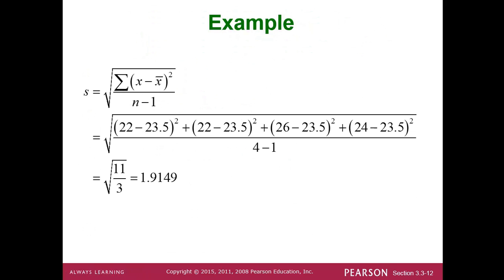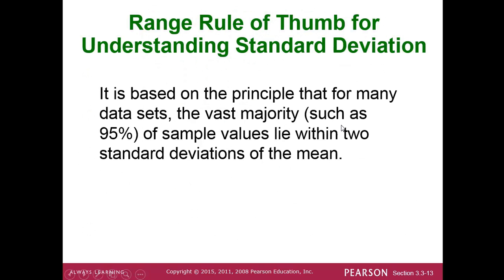Here again is an example where we take the values. This is being done manually. The standard deviation is 1.91. We will be using StatCrunch to compute.